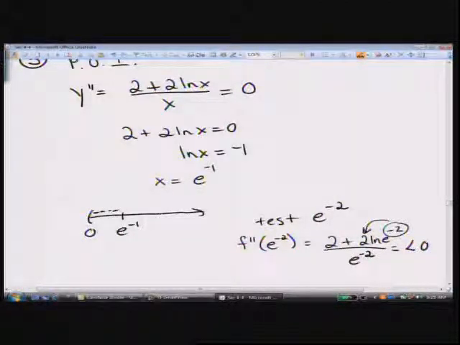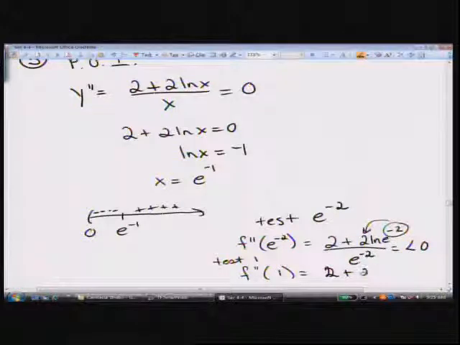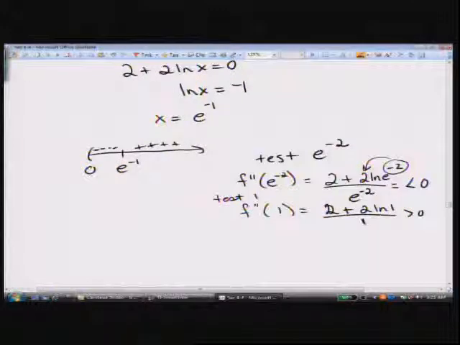E to the negative 2 is to the left of e to the negative 1. Right? Okay. And so if I pick a number greater than e to the negative 1, like 1, or e to the 0, which is 1, I will get a positive value. If I test 1, that's going to be f double prime of 1, which is going to be 2 plus 2 times the ln of 1 over 1, which is greater than 0. The ln of 1 is 0, so this is just 2 over 1, which is positive. Okay, so I have a point of inflection here.